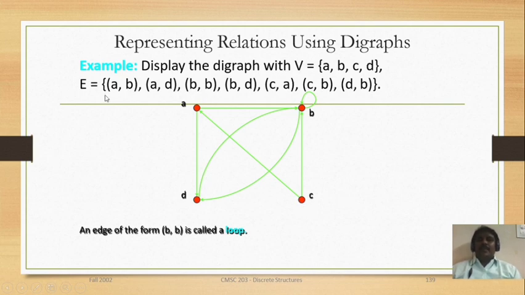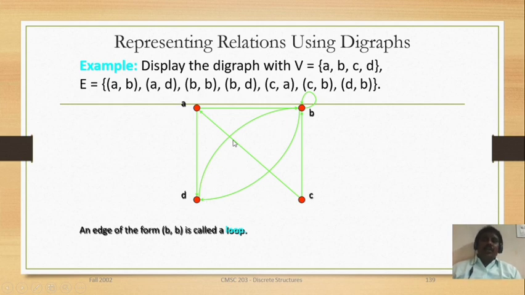See here, first AB, A to B. I am drawing a line from A to B, an arrow, a directed line. Next A to D. Next B to B. B to B is called a self loop. Next B to D. Next C to A. Next C to B. Next D to B. So now this becomes a diagram.